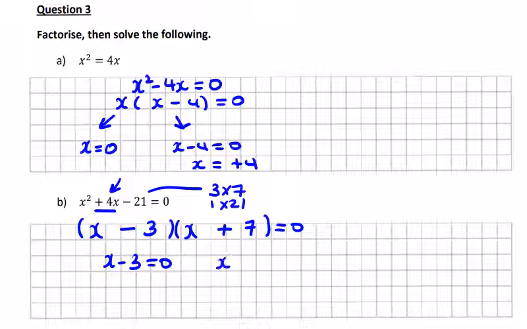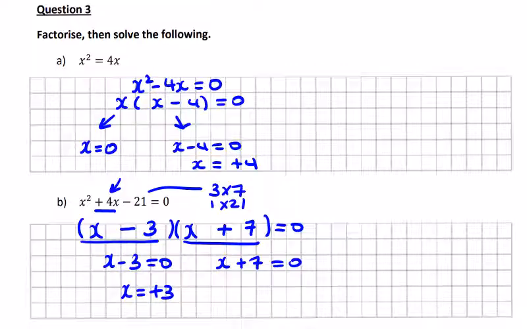So the long way: x minus 3 is equal to 0. Let each bracket equal 0. It's the only way to have a product, something times something, equal to 0. One of them has to be equal to 0, or both. So we say x plus 7 is equal to 0, so x is equal to plus 3, and hopefully you see the pattern now.